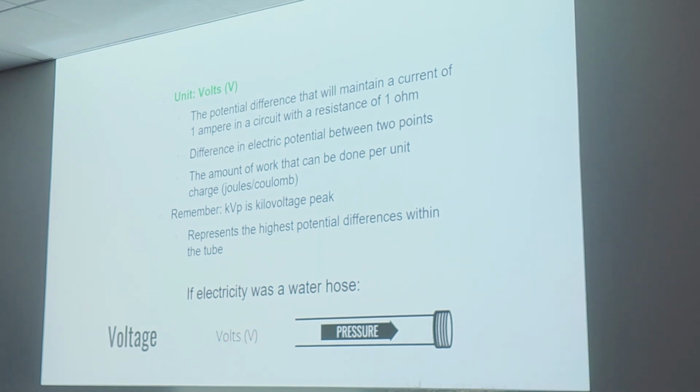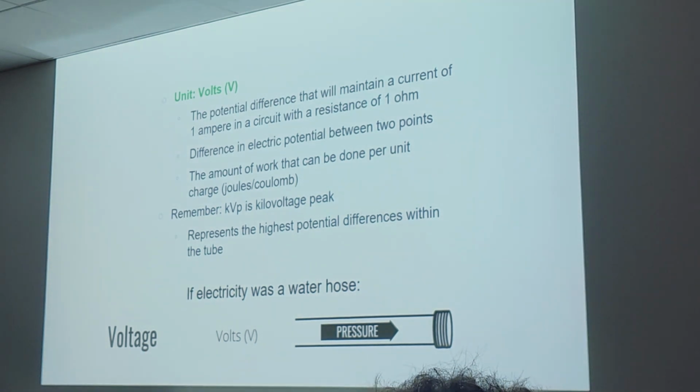You said I was what, ma'am? I is the amperage, or the current. I'll show you the formula in just a second. So then kV would just be the potential difference? Correct. Voltage is kind of like the pressure that exists in a conductor.